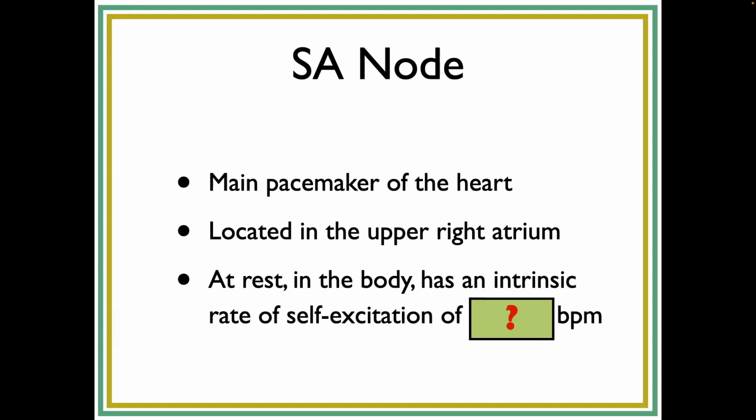And the SA node is the main pacemaker of the heart, meaning that in a healthy heart, normally the action potential, the impulse, the wave of depolarization that moves through the heart originates in the SA node. At rest, in the body, the SA node has an intrinsic rate of self-excitation. Do you remember? 60 to 100. Yeah, 60 to 100, okay.